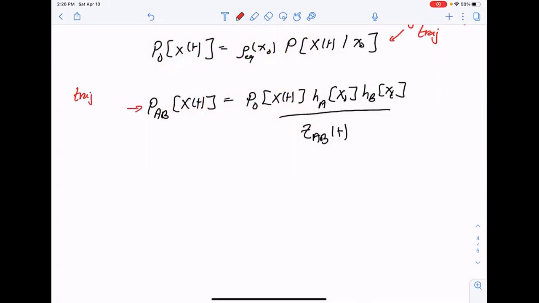So this is the probability of finding a reactive trajectory that goes from A to B. This Z_AB is a partition function. It's a renormalized probability distribution that counts how many reactive trajectories there are.